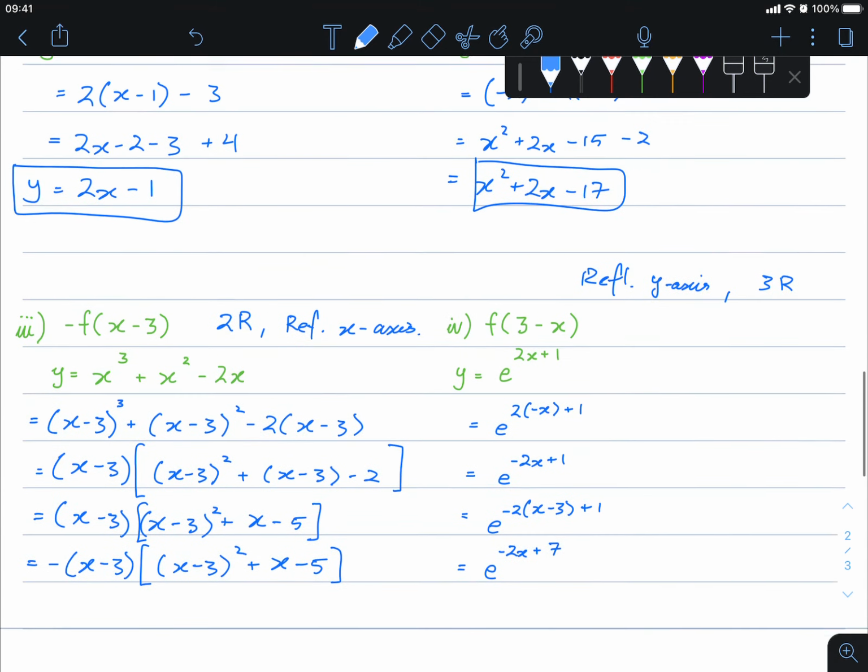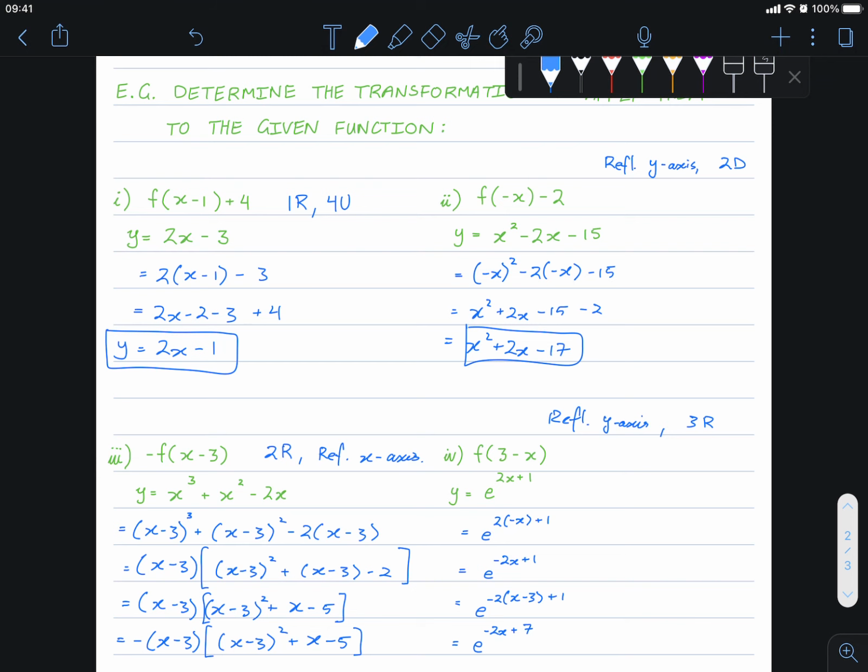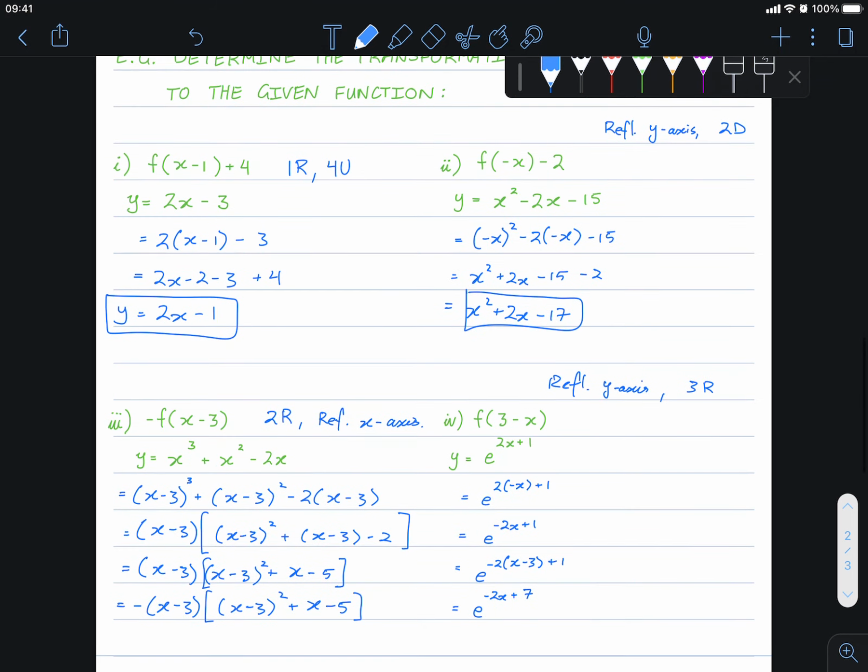So that there is applying combinations of transformations to functions and recognizing the order in which they come in.